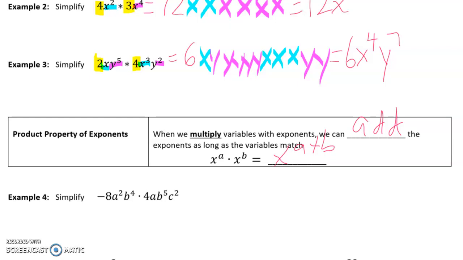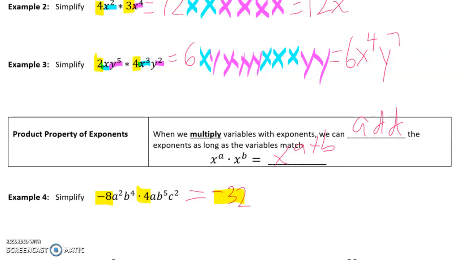So if we look at example 4, we notice that this is all multiplication. Numbers right next to variables is multiplication. Variables right next to variables is multiplication, and there's a dot in the middle. It's all multiplication. So let's look at our whole number parts. We've got -8 times 4. A positive times a negative is -32. So that covers our whole number part.